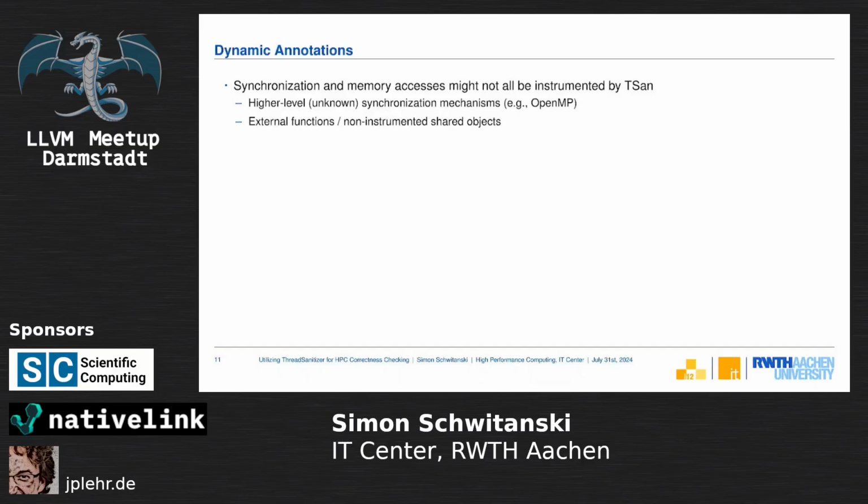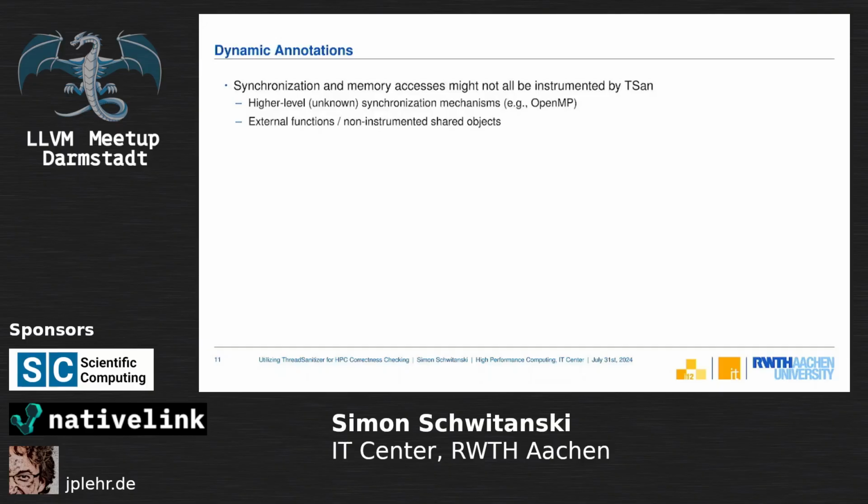What I would like to talk about is dynamic annotations. So now we have our ThreadSanitizer that can detect memory accesses and synchronization, but not all synchronization, and that's a problem. If you think about something like OpenMP, you write a pragma omp parallel for, and then some magic code is generated that ensures that there is parallelization and things like that. And this is problematic for ThreadSanitizer because it does not understand all the synchronization that's going on there. I will have an example on that on the next slide.